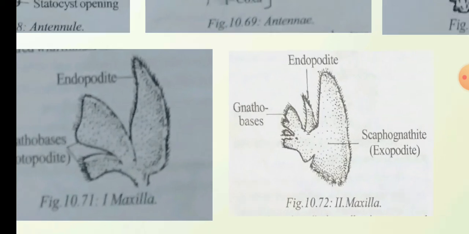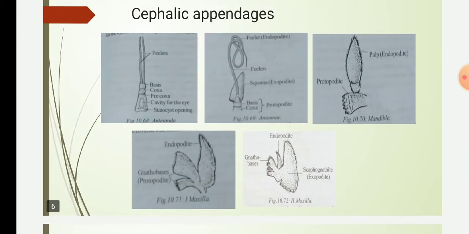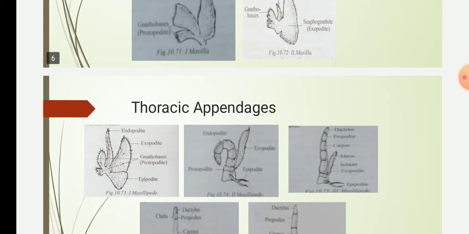With this, we will revise: the cephalic appendages consist of antennule 1, antennule 2, followed by antennae, then mandible, then maxillae 1 and maxillae 2. Then the next one is the thoracic appendages.